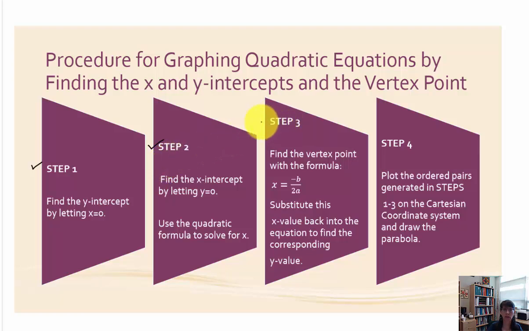In step 3, to find the vertex point, we use the formula x equals minus b over 2a. Now keep in mind this only gives us the x value, so we will take that x value and substitute that x value back into the equation to find the corresponding y value. So that will generate an ordered pair for us. And finally, step 4, if we plot all the ordered pairs from the previous steps, we should end up with a graph of our quadratic function.